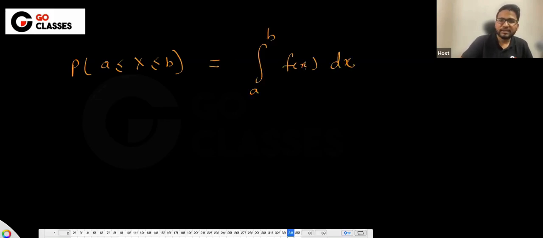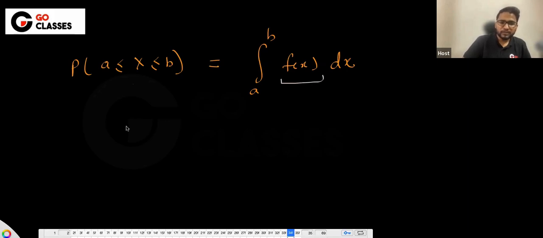And what is this fx? I will tell you intuitively later in just one or 2 minutes. But for now, understand that fx is one extra function that was not there earlier, and it is not a probability. But if you have to calculate the probability of x being between a and b, then the probability is the integration of fx from a to b.